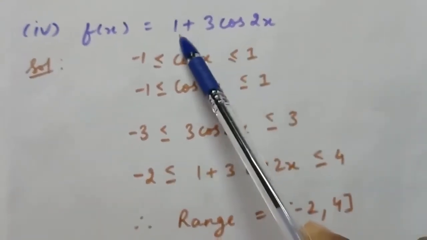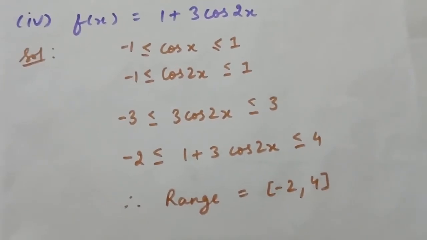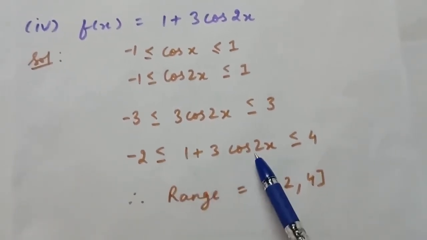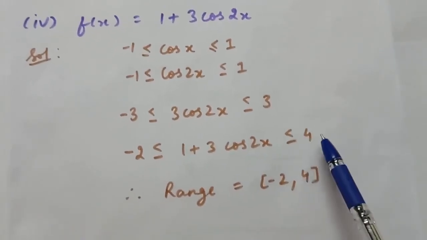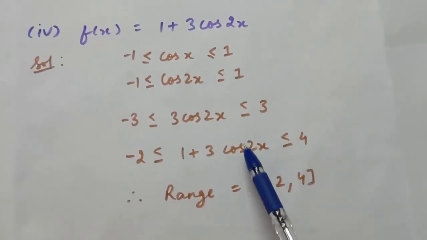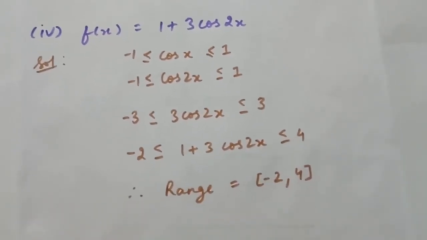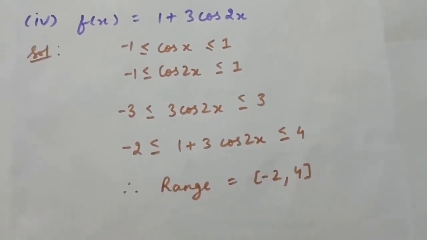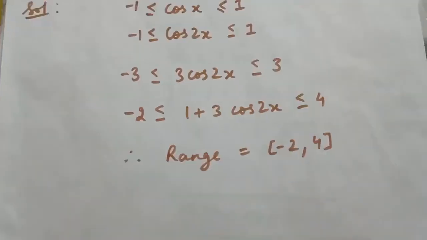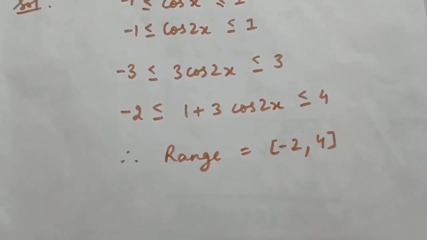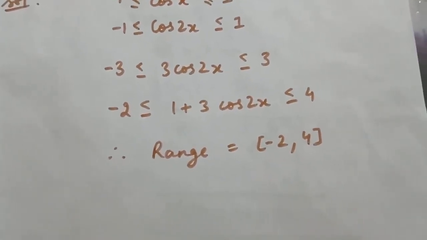Now because 1 is also there, so add 1. Minus 2 is less than or equal to 1 plus 3 cos 2x, which is less than or equal to 4. Therefore this is only the f(x), so the range will be minus 2 to 4. I hope this question is clear to all of you. So your homework is to check your answers carefully and correct them if there is any mistake. Okay, thank you.